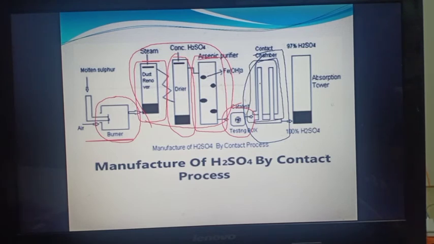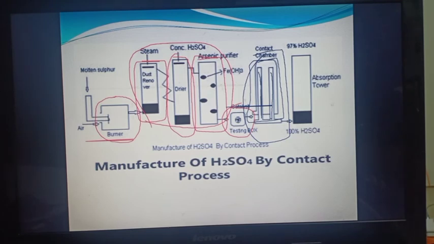Now there are tubes which are packed with platinized asbestos. These are the platinized asbestos tubes, which act as a catalyst, and gases are circulated around the tubes, and SO2 gets converted into SO3. Over here the reaction is highly exothermic in nature, and we require a catalyst also.